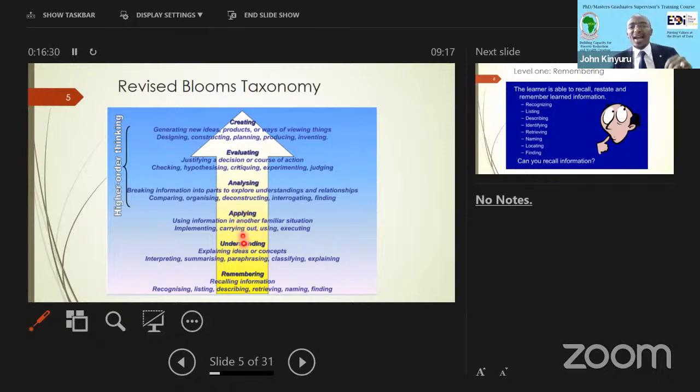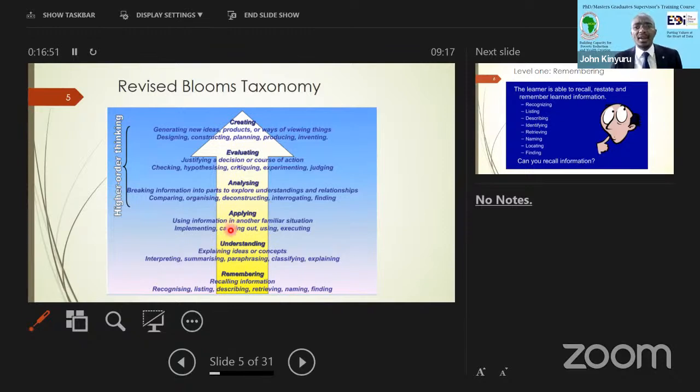And then applying is now using information in another familiar situation: implementing, carrying out, executing, etc. They've learned a concept, they've understood a concept in understanding, but now you want them to apply it in a different field.